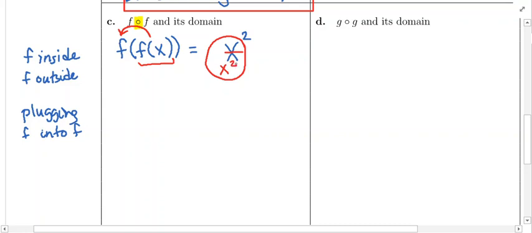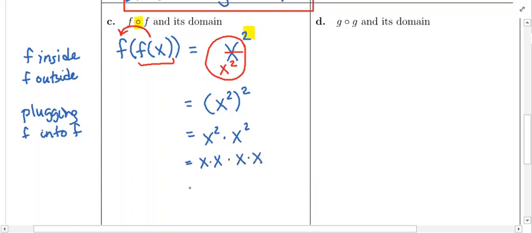If we simplify this, think of the circle as parentheses. You've got x squared in parentheses, and then you need to square that. So this is x squared squared, which is x squared times x squared. That is x times x times another x times x, so this whole thing simplifies to x to the fourth. This is f of f of x.